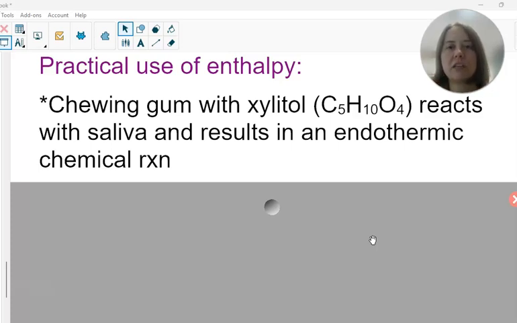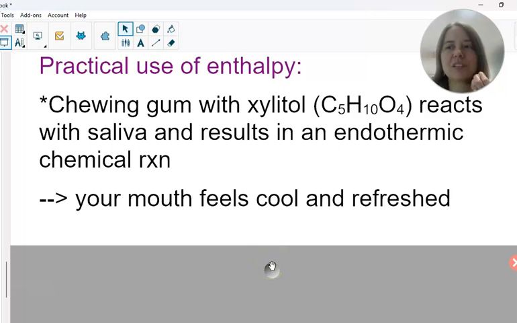So if the gum is absorbing energy, where is that energy coming from? It's coming from your mouth. So it cools, it draws in heat, it takes away heat from your mouth, so your mouth feels cool and refreshed. And that's how gum works.